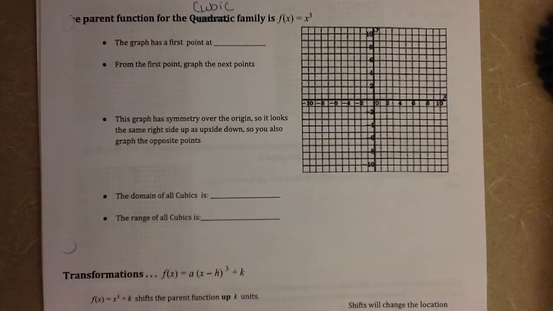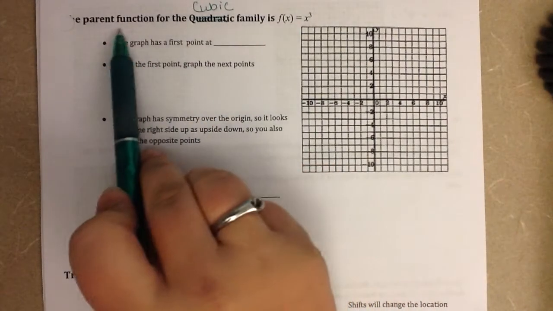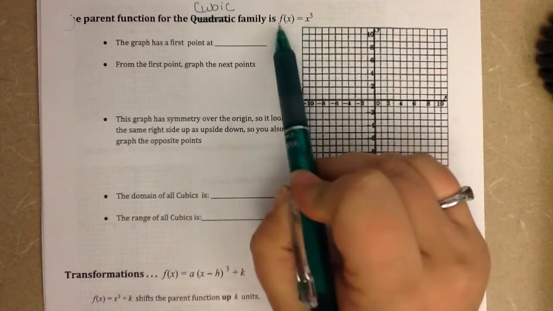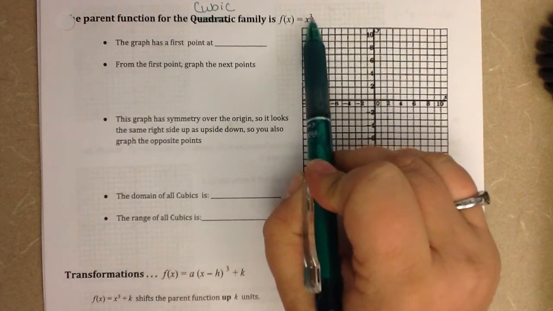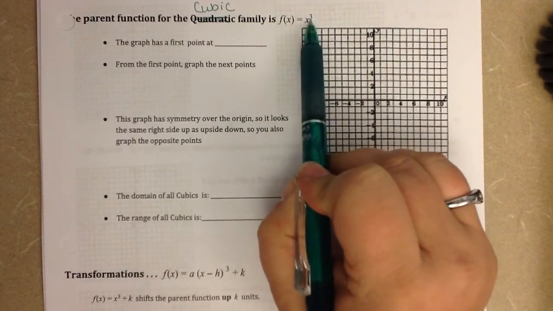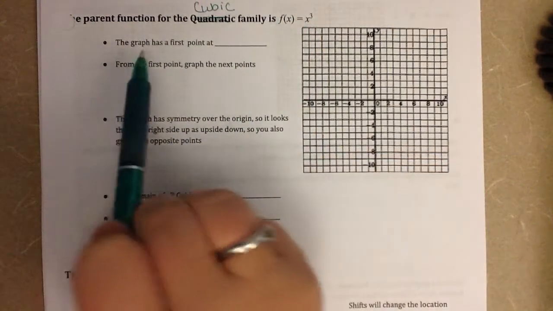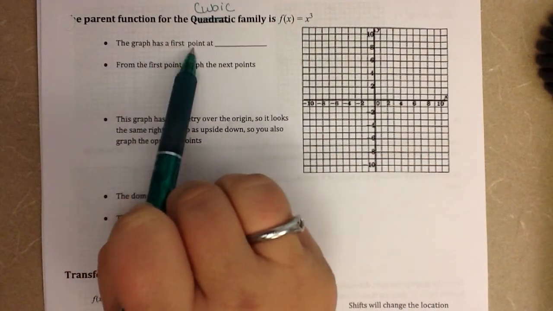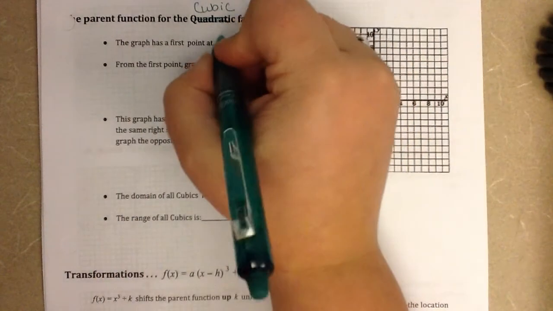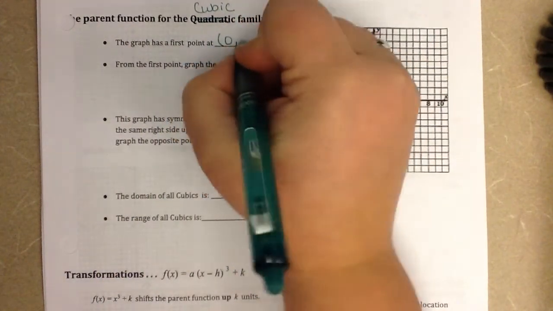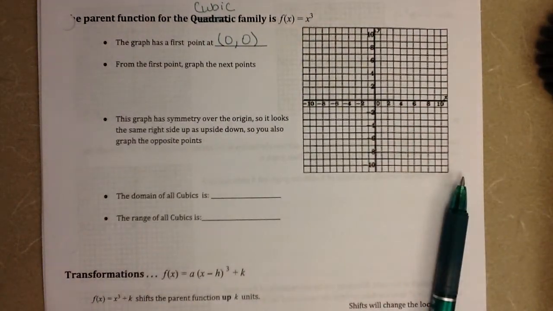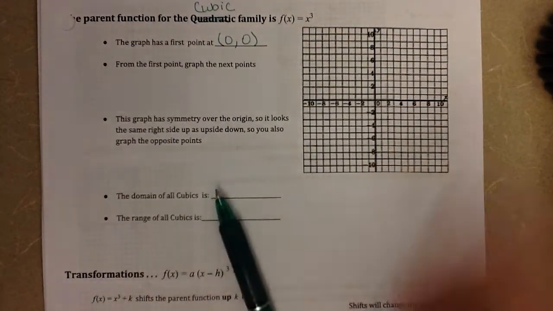Okay, ladies and gentlemen, today we're going to talk about another parent function family, and the first thing we actually need to do is change this where it says quadratic to cubic. This family is x to the third, so that's how we know it's cubic because it'll have a degree of 3. This point, unlike a parabola, doesn't have a vertex, so the first point we're going to graph I just call the first point. The first point for the original cubic function is 0, 0. So the first point that you would place on your graph is going to be 0, 0.